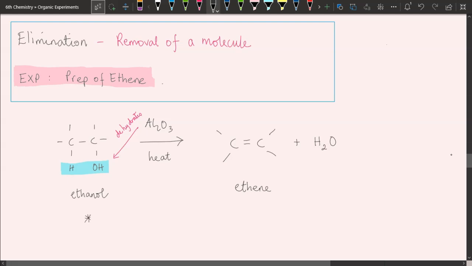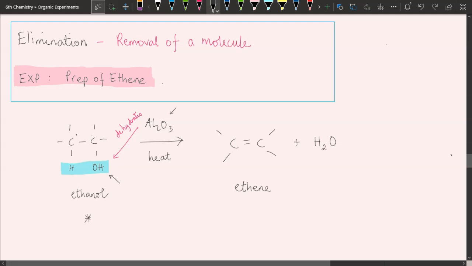When you start with ethanol, C2H5OH, you use Al2O3, which is a dehydrating agent. Again, a dehydrating agent is going to take H2O out of a molecule. It dehydrates it, and you can see it here in blue. H2O is taken straight out. When that's taken out, you're left with 2 carbons and the 4 hydrogens around them. A double bond is formed.